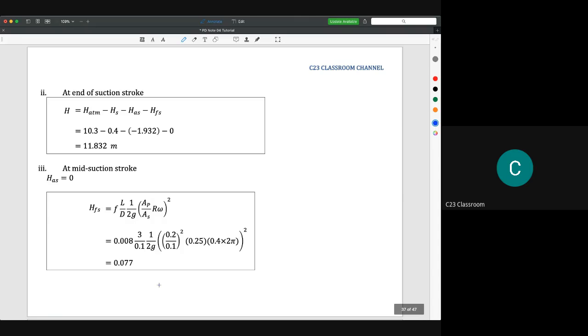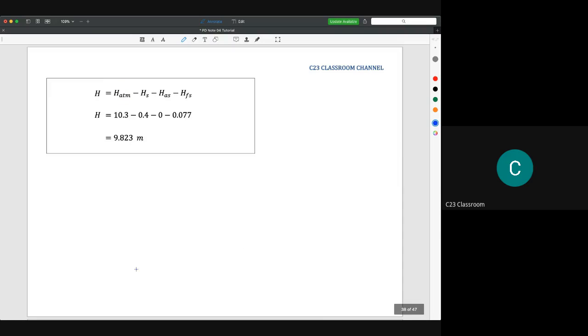Then we can calculate at the end of the suction. The equation remains the same here, so we substitute the value. I hope you could make a revision about this. Then we get 11.832 meters. And then at mid suction, we calculate the friction, and we get that the head at the mid stroke is 9.823 meters.